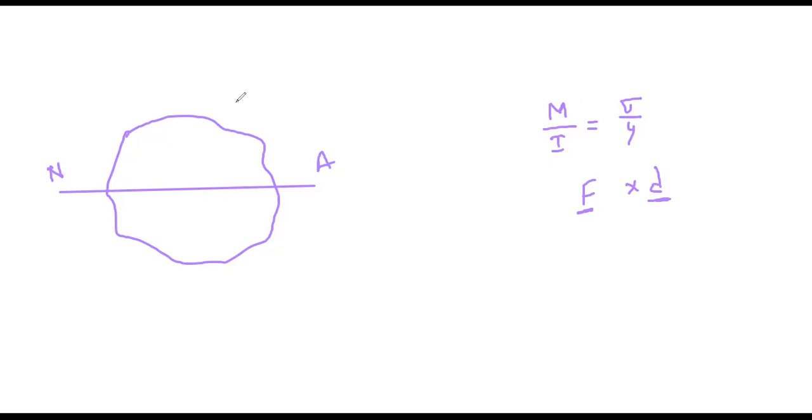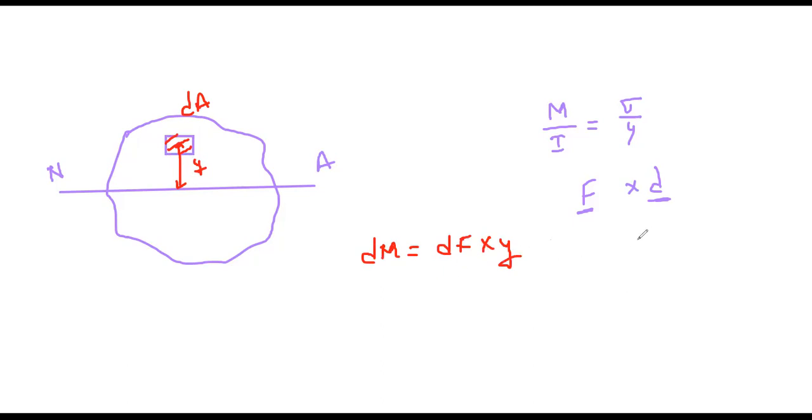We can't calculate directly for this entire area. So let us consider a very small area here. Its area will be dA, and it is at a distance of y from the neutral axis. Now, the small moment applied to this small area is nothing but force into distance. Distance from the neutral axis is y.